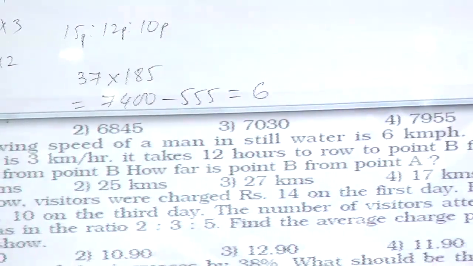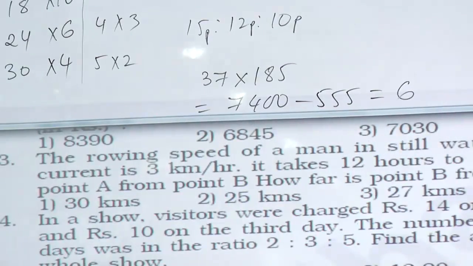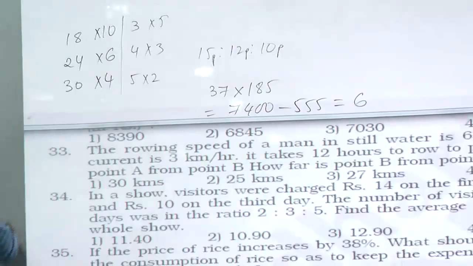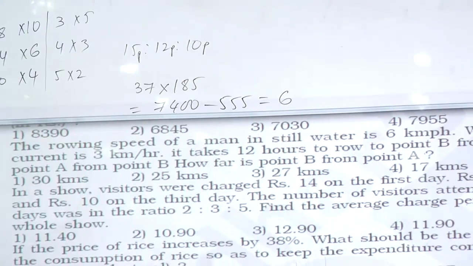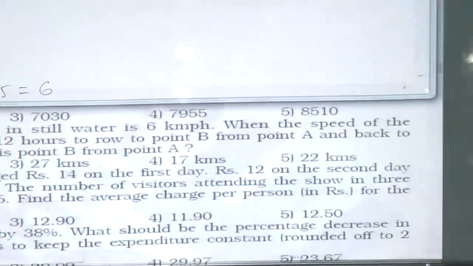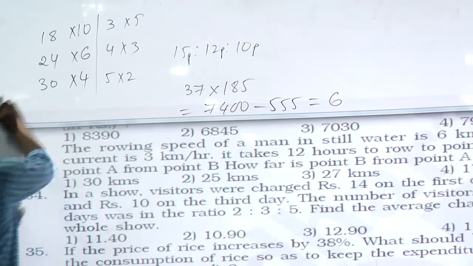The rowing speed of a man in still water is given as 6 km per hour. The speed of the current, the stream speed, is 3 km per hour. It takes 12 hours to row to point B from A and back to point A from B. How far is point B from point A? Here we are asked about distance.